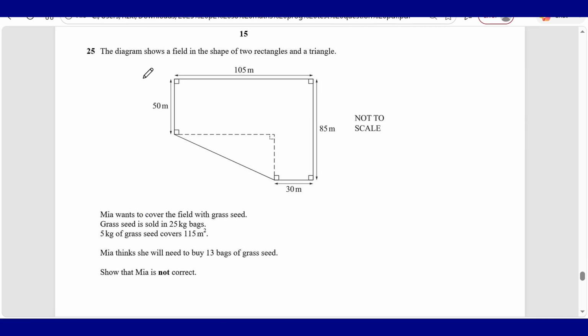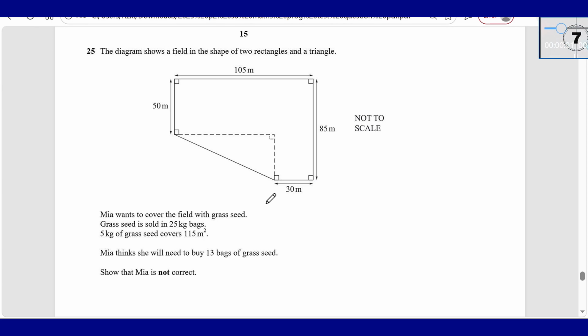Guys, number 25 is our last number. The diagram shows a field in the shape of 2 rectangles and a triangle. Mia wants to cover the field with grass seed. Grass seed is stored in 25 kg bags. 5 kg of grass seed covers 115 square meters. Mia thinks she will need to buy 13 bags of grass seed. Show that Mia is not correct.